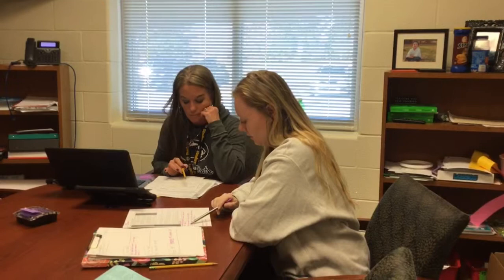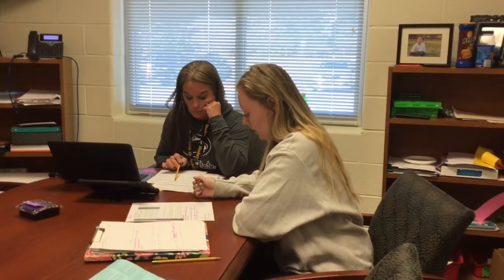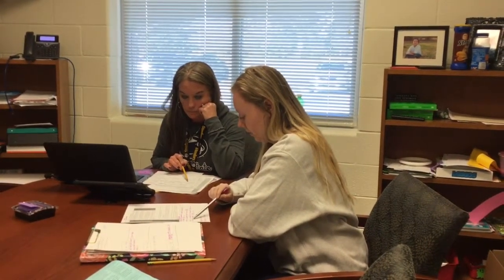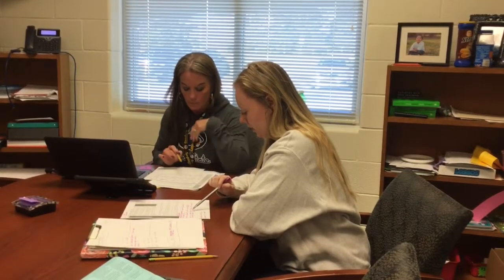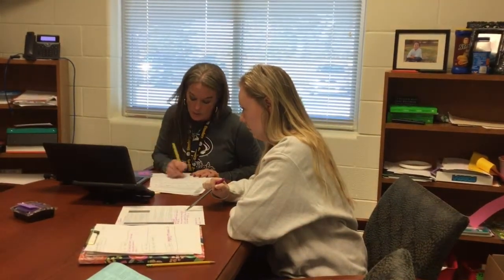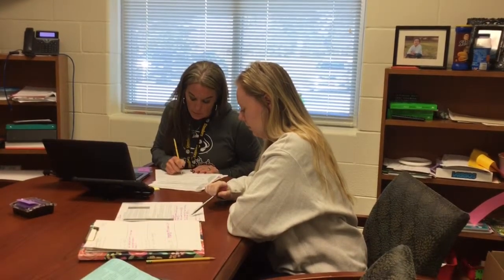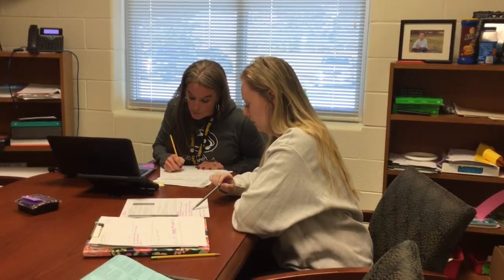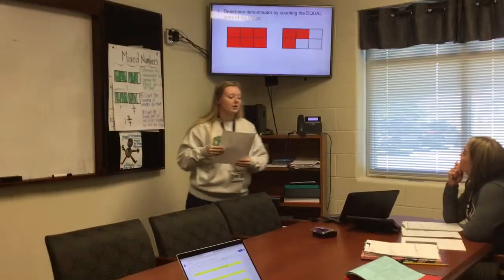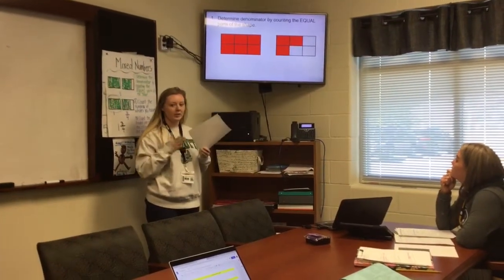And then 2, I just say count the number of wholes that you have. Mm-hmm. And then 3, I said count the shaded part of the shape that is not a whole. Okay. Count the shaded parts of the other shape, the one that is not the whole, right? Yes.